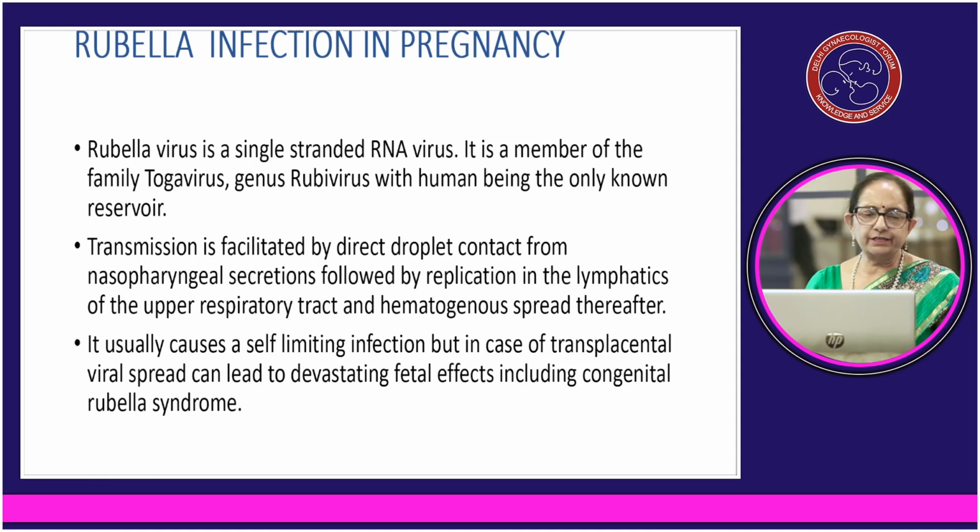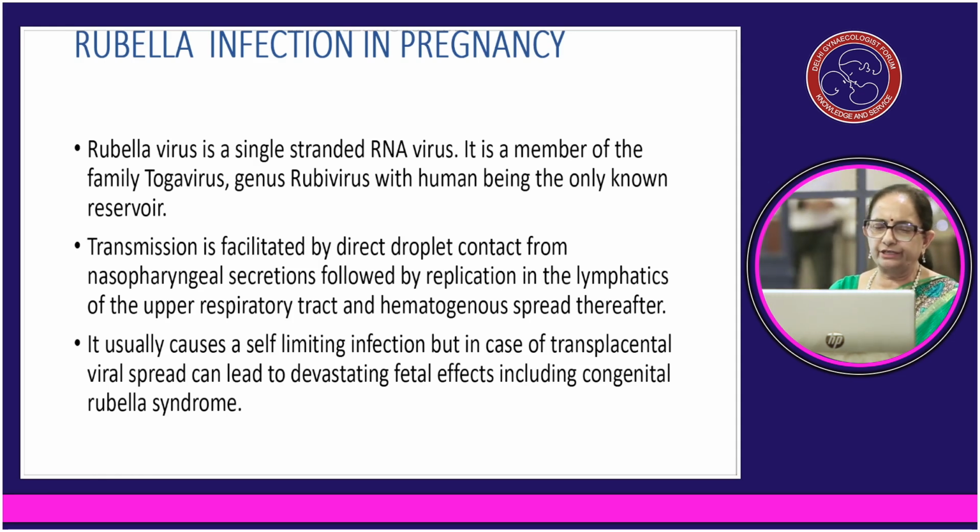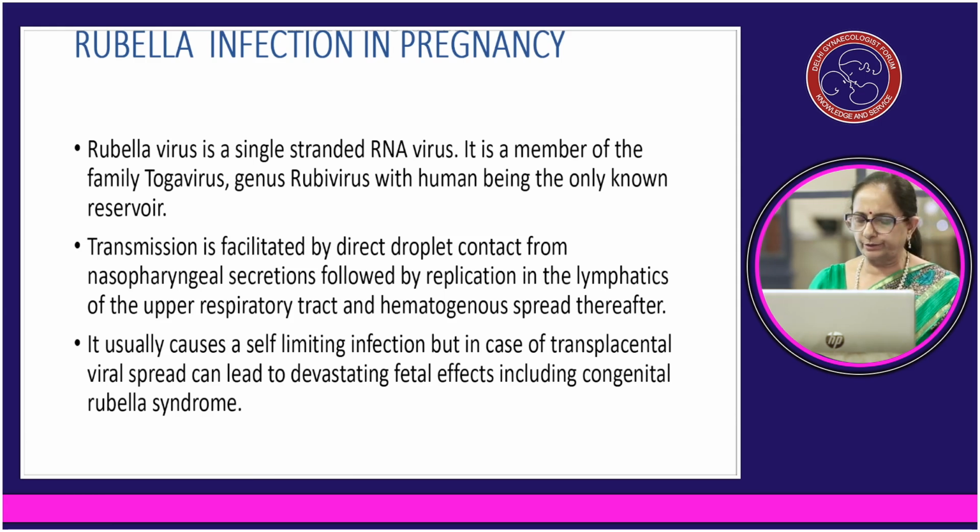Rubella infection in pregnancy. Rubella virus is a single-stranded RNA virus. It is a member of the family of Togavirus, genus Rubivirus, with human beings as the only known reservoir. Transmission is facilitated by direct droplet contact from nasopharyngeal secretions, followed by replication in the lymphatics of the upper respiratory tract and hematogenous spread thereafter. It usually causes a self-limiting infection, but in cases of transplacental viral spread, can lead to devastating fetal effects, including congenital rubella syndrome.